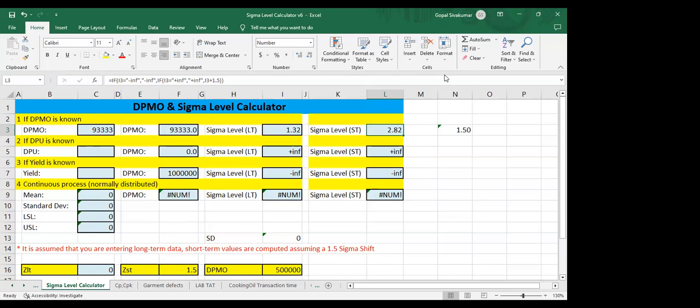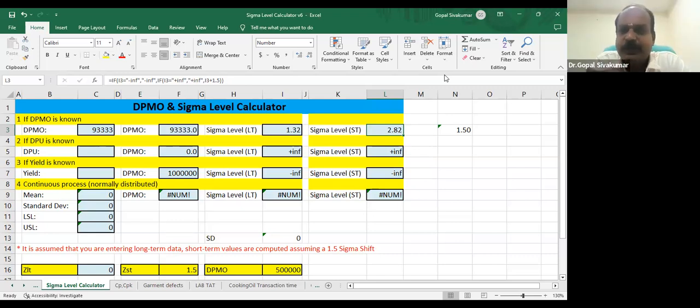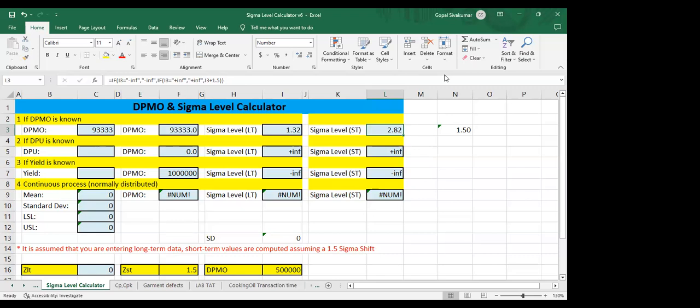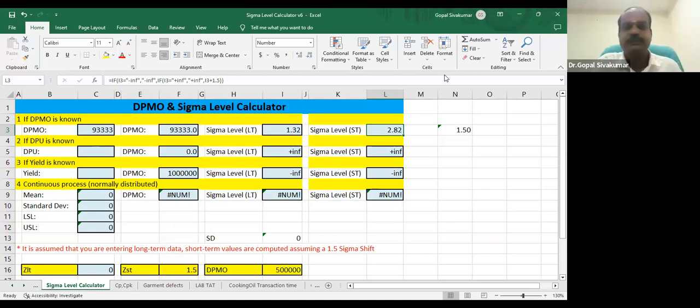Mr. Kaval, I have a question. You are saying 1.32 and 2.82. Is that 6 sigma level or 1 sigma or something? It is 1.32 means 1.32 sigma level. 2.82 means 2.82 sigma level. But there is a difference between the two terminology. One is short term sigma level, other one is long term sigma level.